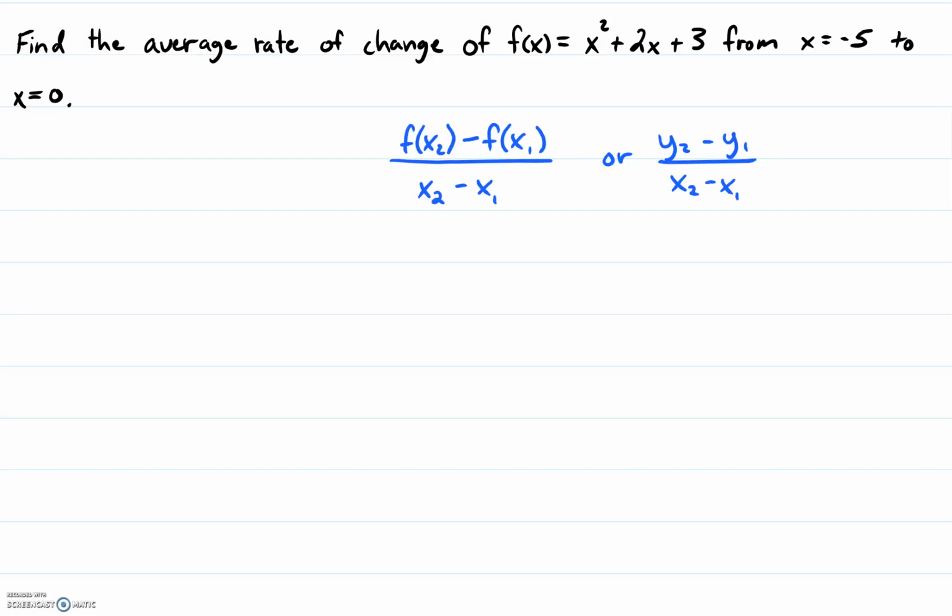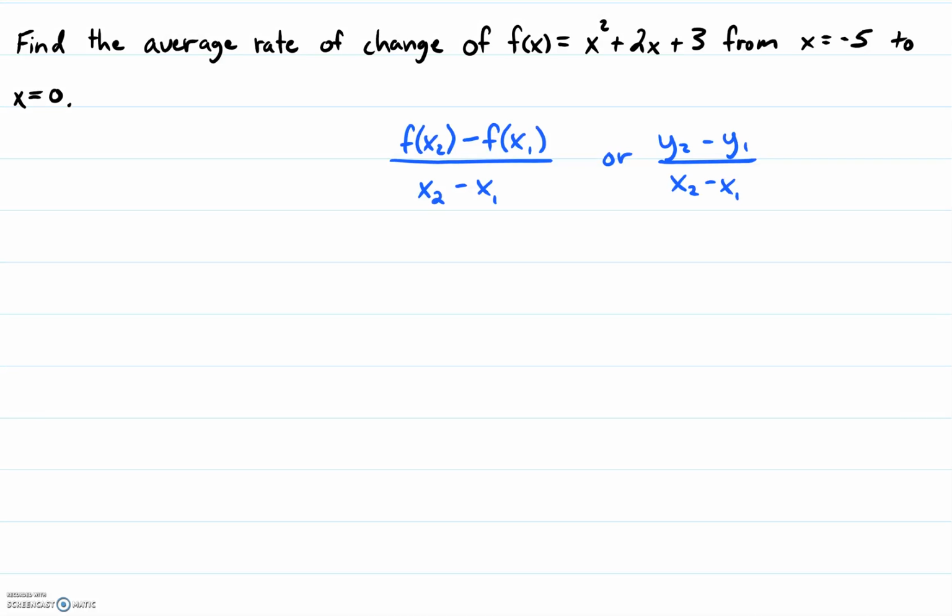In this video, we're going to find the average rate of change of f of x equals x squared plus 2x plus 3 from x equals -5 to x equals 0. Now you can see the formula for average rate of change written in blue. It is f of x2 minus f of x1 divided by x2 minus x1. But notice what I have written out beside it.